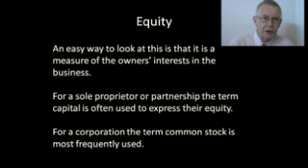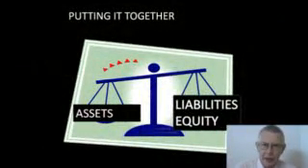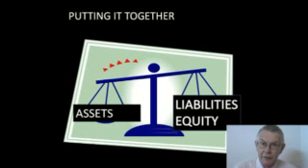Now, in a corporation, it's slightly different, because ownership is represented by common stock. And that's what you will normally see as the equity on the balance sheet, common stock. So all of these things then make up our balance sheet. Remember, assets we set out on the left, liabilities and equity we shall set out on the right.